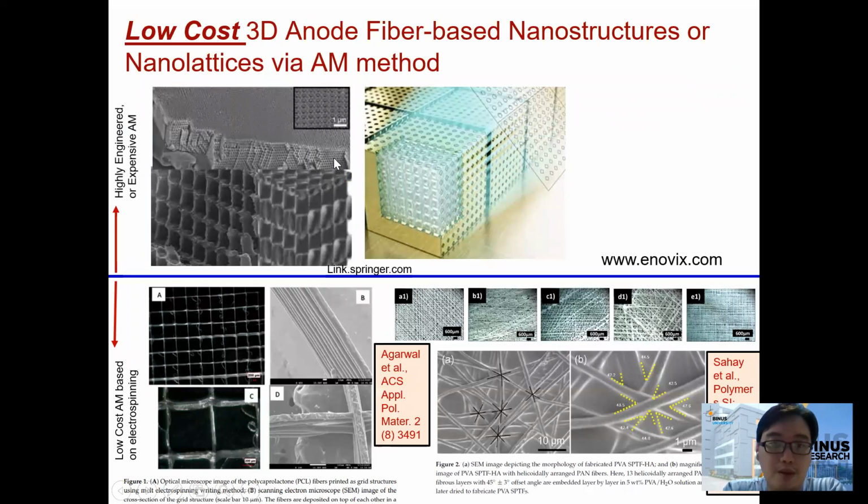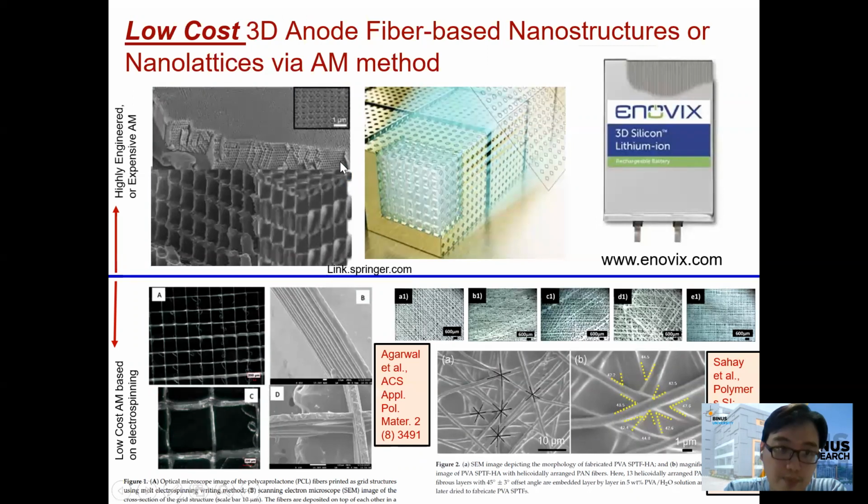At the top, this is the image of the 3D nanostructures made by Efonix using a very expensive method. At the bottom, this is the electrospinning method. This is the nanofibers made by electrospinning method. This is the low-cost method to make the 3D nanostructures.